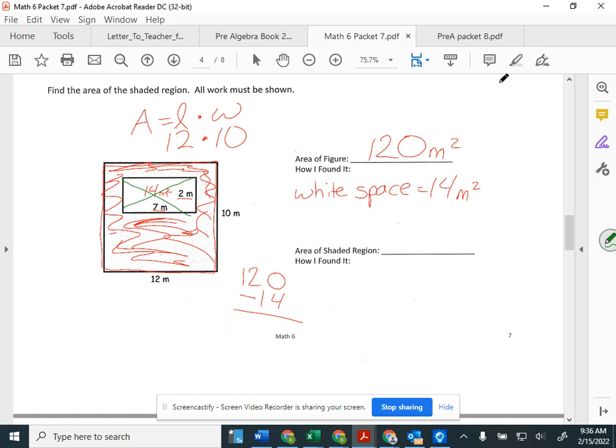So this is a multi-step problem. You find the full figure, you find the area of what we need to take out, so you subtract it out, and then you're left with just the shaded space. So for those of us that had turned it in, is it making a little more sense now? Okay.